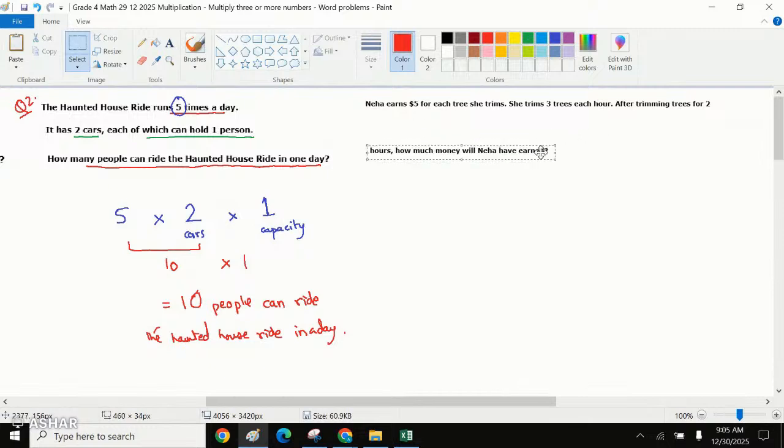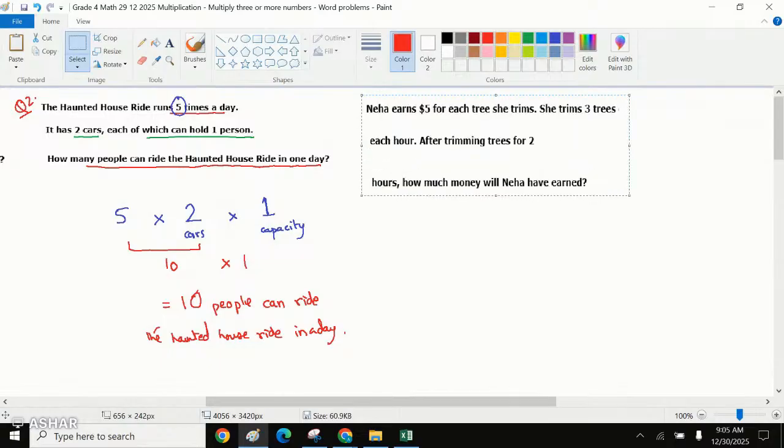Okay, we just put it over here. Let's resize so that it's readable.